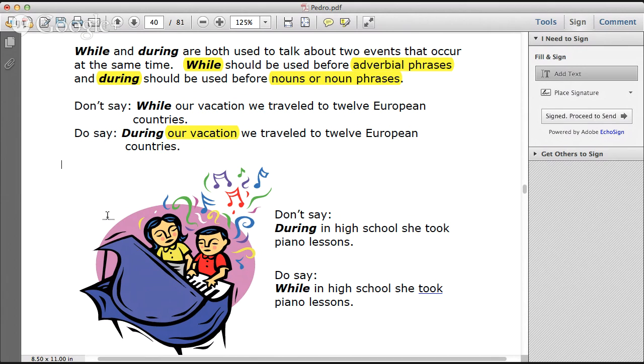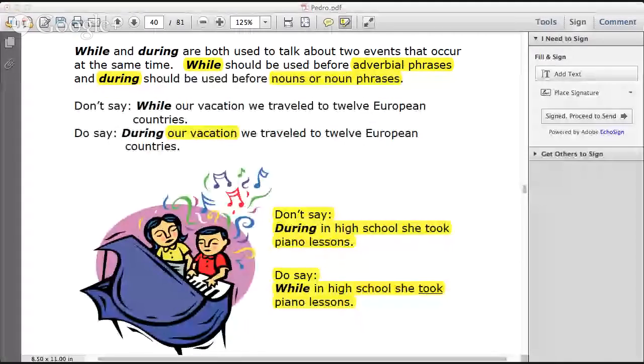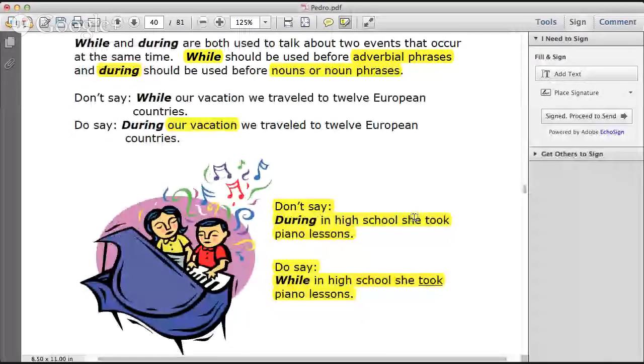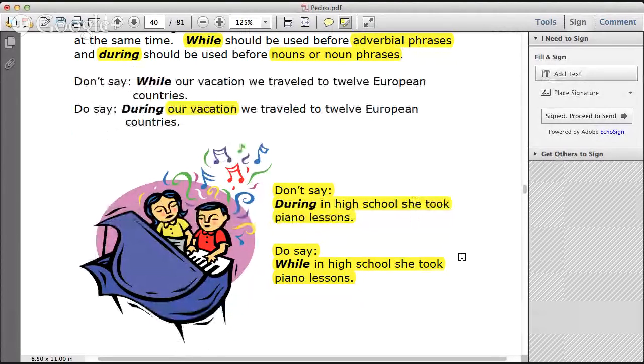Let's take a look at the next two down here. These are for Heidi. Let me have you read these two, please. I don't say, during high school, she took piano lessons. Do say, while in high school, she took piano lessons. Very good. Now, if I wanted to change the don't-say one and still use during, how could I modify that, Heidi?